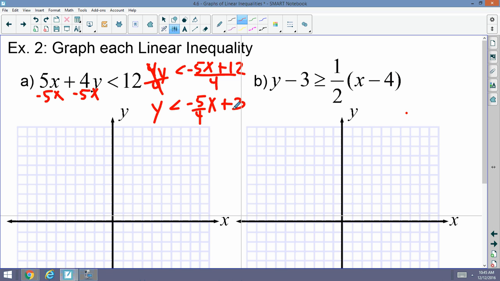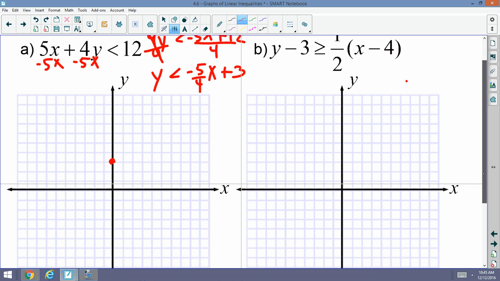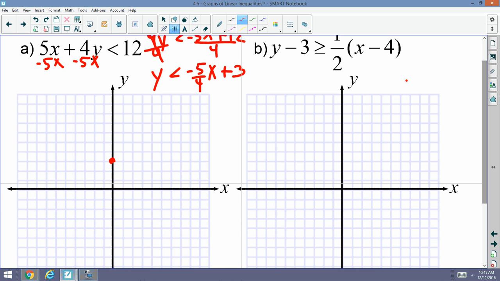Now, what's my y-intercept? 3. So I go 1, 2, 3. Pay attention this time, Moro. That is correct. Yes, it is. What's my slope, gentlemen? Negative 5 over 4. So I'm going to go down 1, 2, 3, 4, 5. Run 1, 2, 3, 4. Always run to the right. And then I'm going to go backwards. Up 1, 2, 3, 4, 5. 1, 2, 3, 4. So you always run to the right. Let's go backwards.